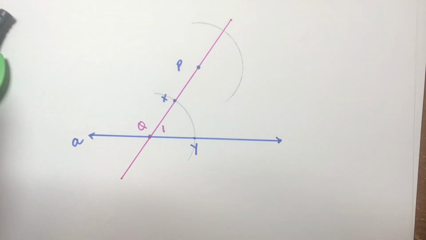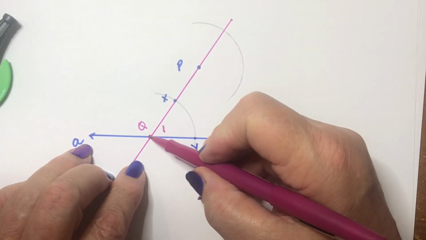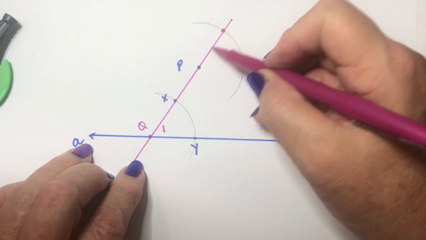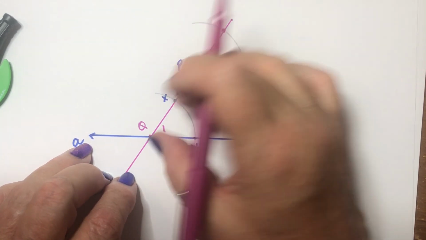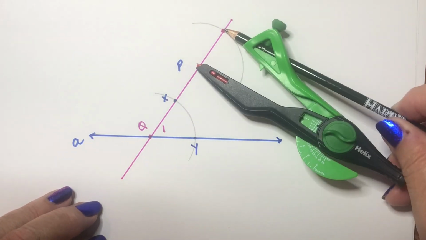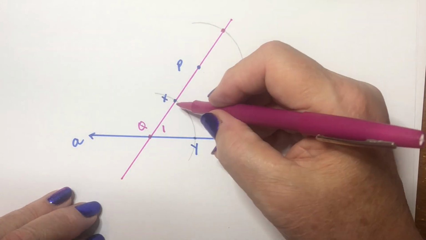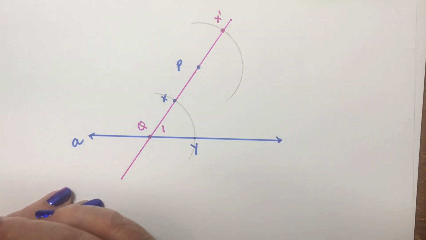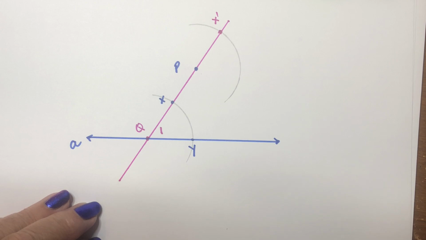Now, what happened was when I did that, this distance from Q to X and this distance from P to here, they're the same distance. That's the radius of the circle. And both of those had the same radius, okay? It also means that this was X. I copied that, and that's X prime. That's what I did, okay?